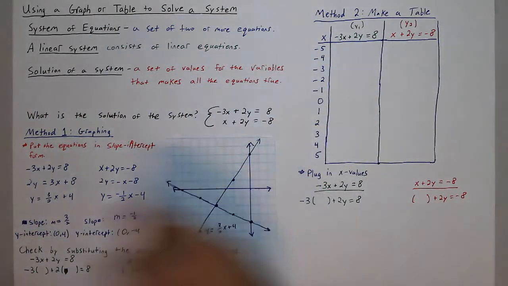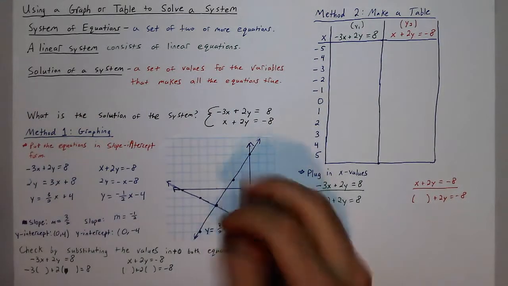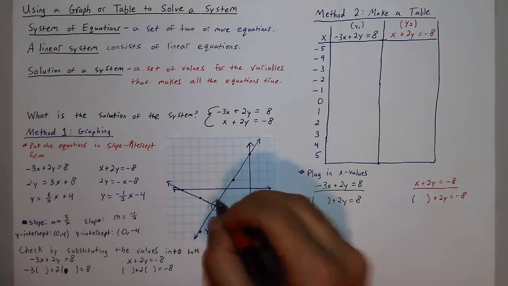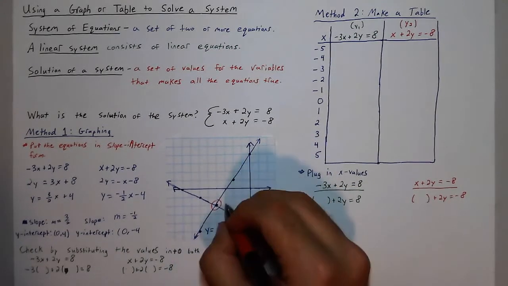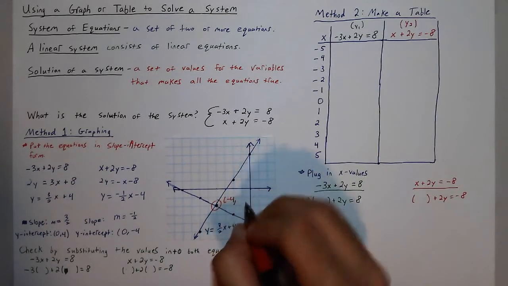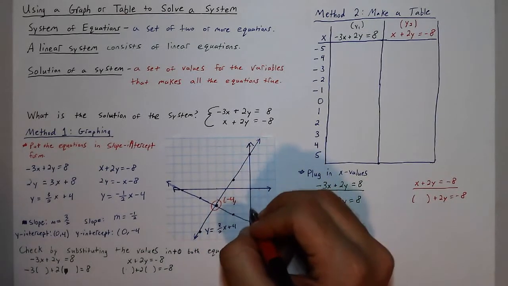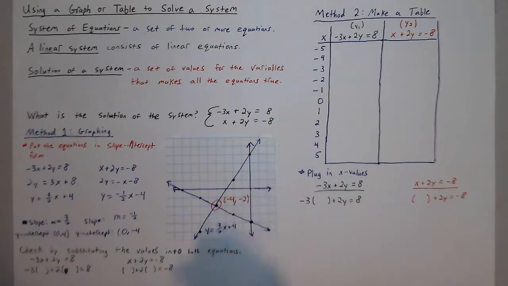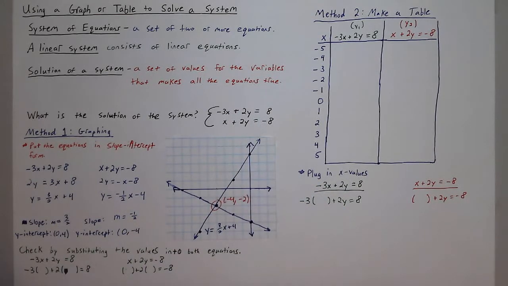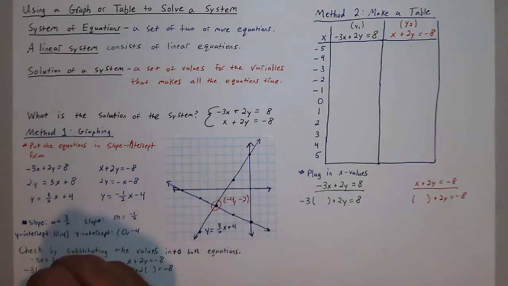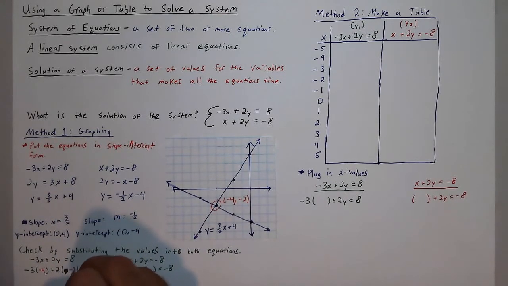And you'll see this one point of intersection at the coordinates 1, 2, 3, 4, so negative 4, comma, 1, 2, negative 2. So this would be the solution to the system. And the way we can check this is we can plug it into both of the original equations, but just by substituting it in. So negative 4 for x, negative 2 for y.